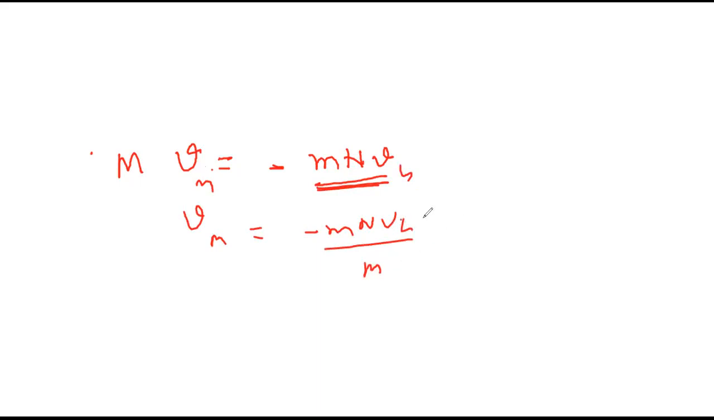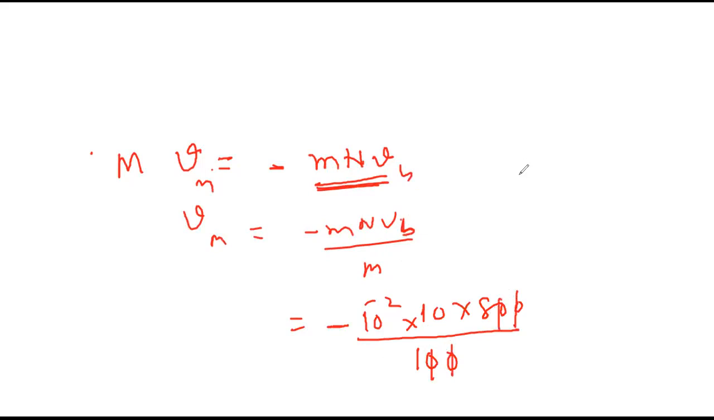We want average force and final velocity. Okay. So minus of m is 10 raised to minus 2. Number of bullets is given 10. Speed is 800. Upon mass, we can take nearly 100 because 10 raised to minus 2 is negligible as compared to this. So 1, 2, 1, 2 zeros we can cancel. So it becomes 0.8 meter per second, but in opposite direction.